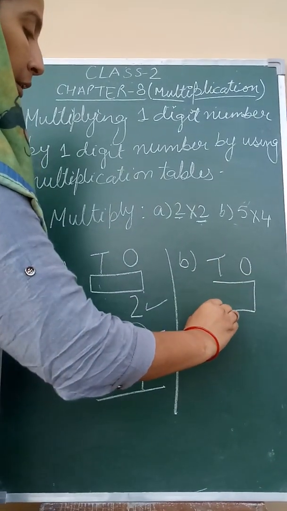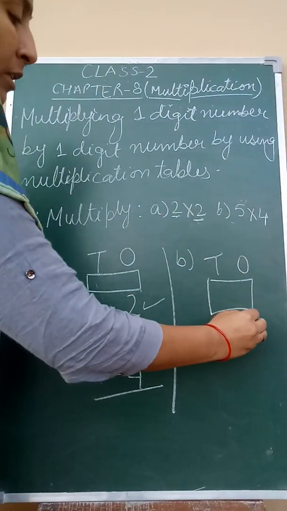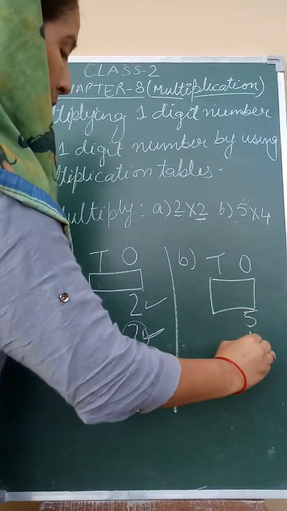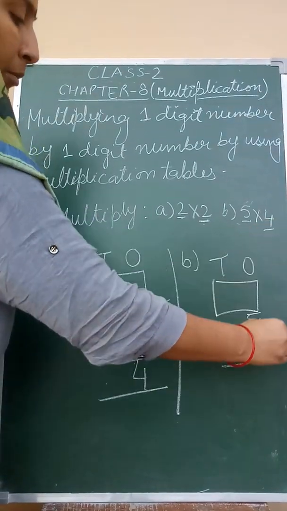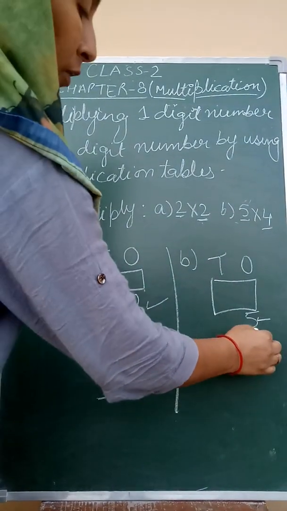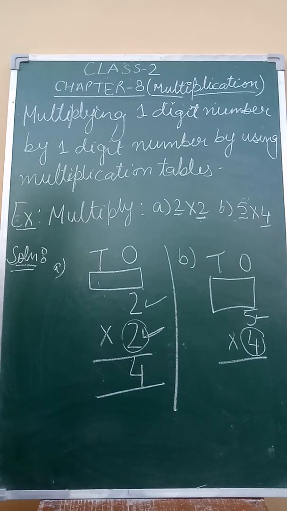Let's start doing the second part. Again you have to write ones and tens place, but the numbers are one digit numbers. Write the first number as the multiplicand and the second number as the multiplier. So you have to always start with the second digit. You have to start with the table of 4.